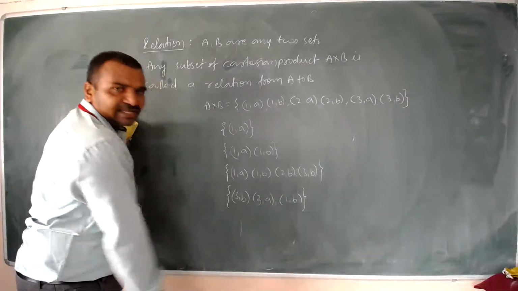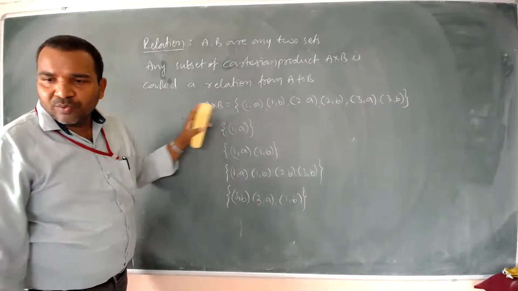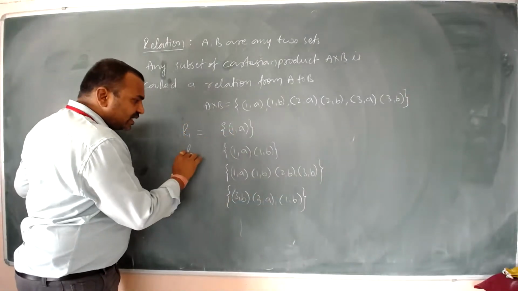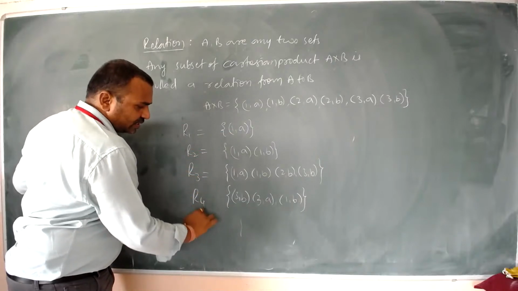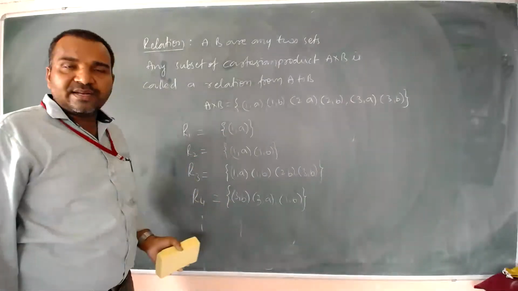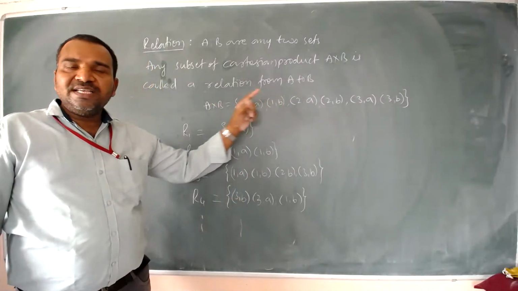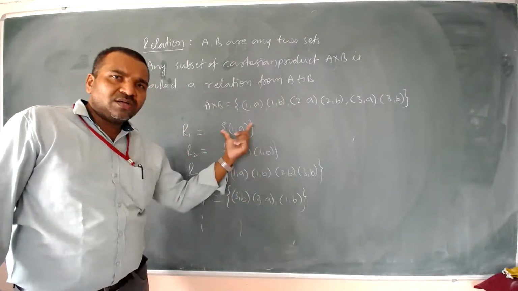So there are so many subsets. Each subset is a relation from A to B. So this is one of the relations. This one is another relation. This is another relation. This is also another relation. All these are relations. So any subset of the Cartesian product is a relation from A to B. All these are relations only, no? Because all these are subsets.